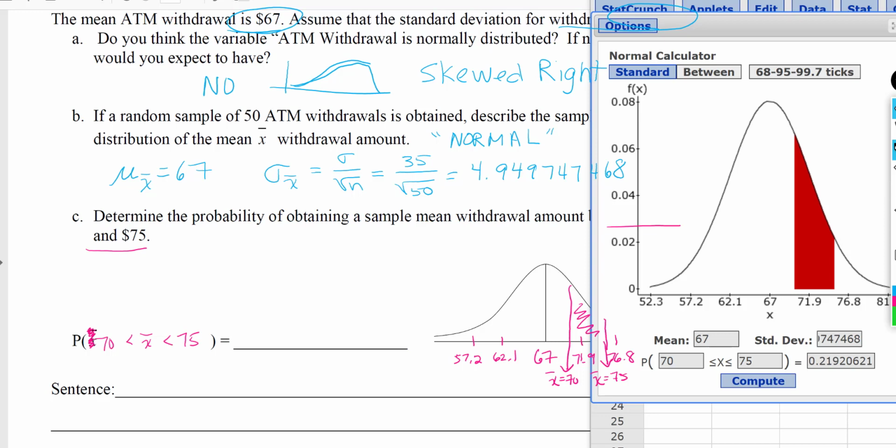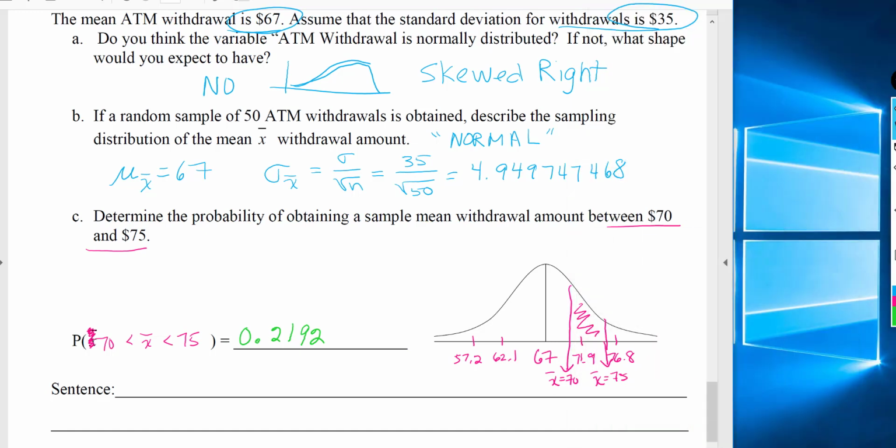So our probability answer is going to be 0.2192 if I round to 4 decimal places. So that's going to be the area right there. Make sure I label that area in between here, 0.2192.